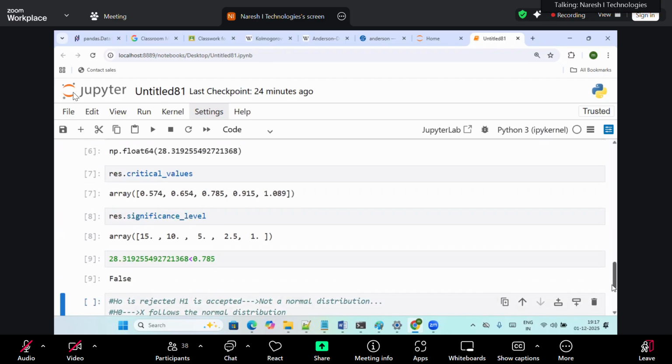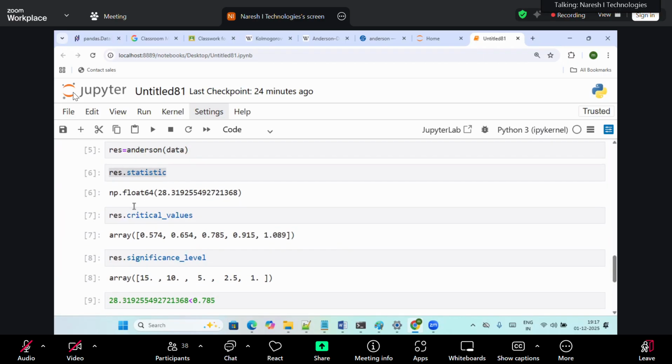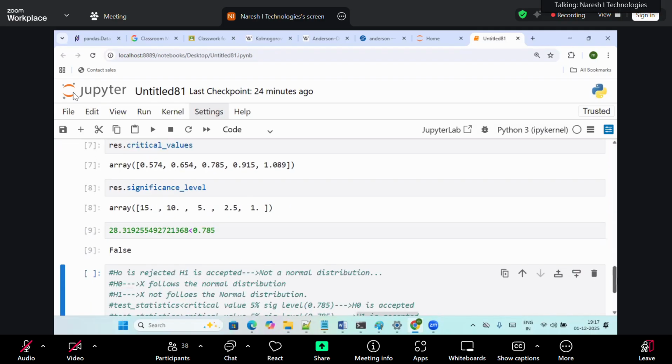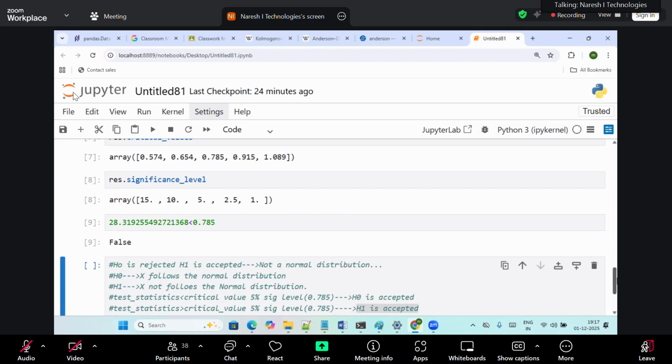So in this case, if your value is lesser, it means your test statistic value is greater. That's the reason H naught is getting rejected. If you are getting less than, then H naught is accepted.